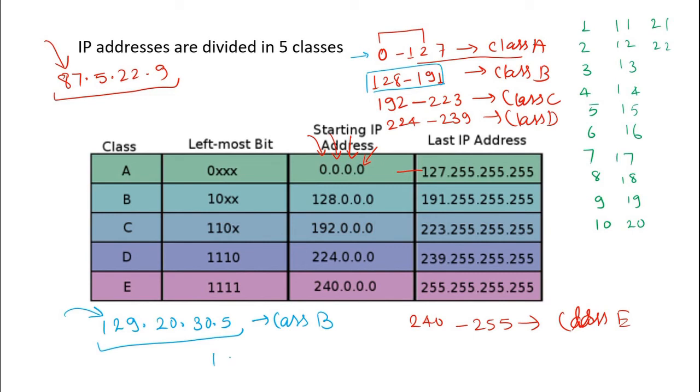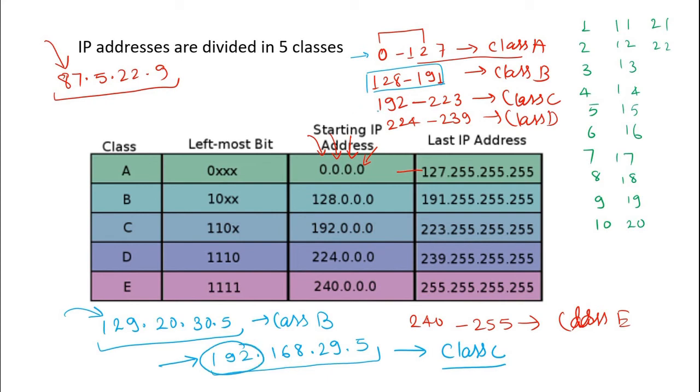If you take an IP like 192.168, as in the example we just took, 192.168.29.5, which we assigned on my computer, that IP address belongs to Class C. Why does it belong to Class C? You just look at the first octet. The first octet is 192. Where does 192 go? You see that 192 to 223 belongs to Class C. So that's why this IP address is a Class C IP address.